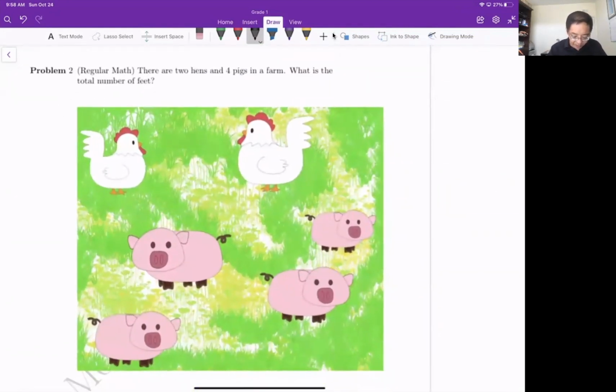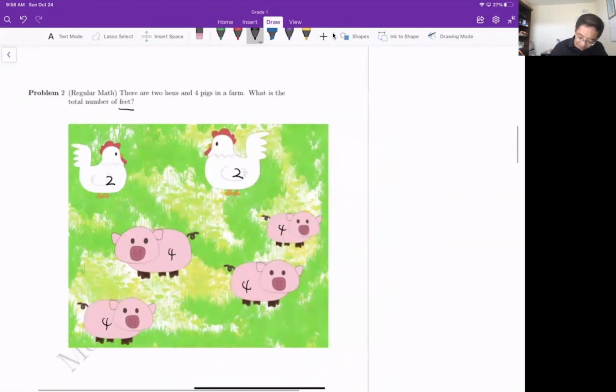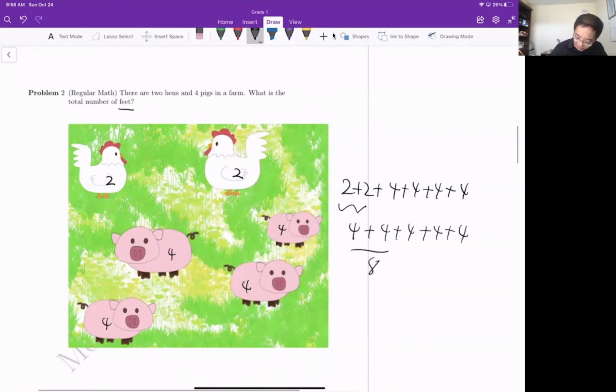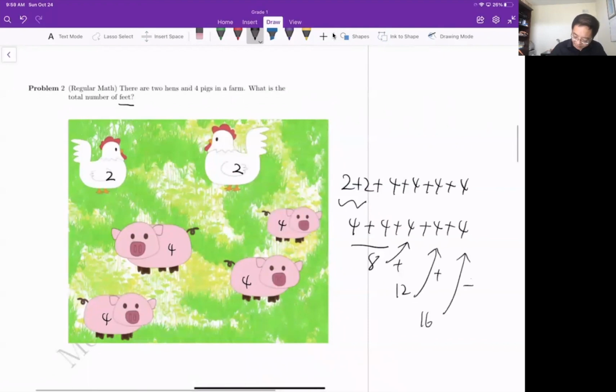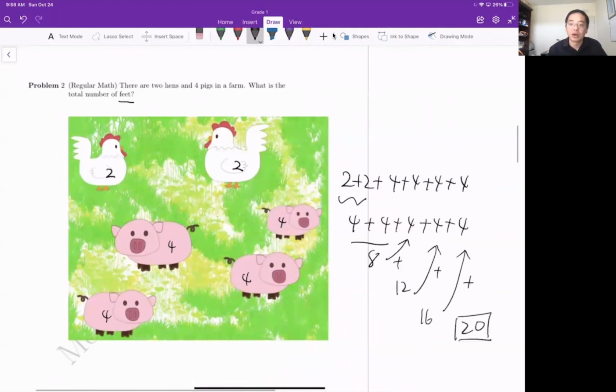Question number 2. Here we have 2 hens, or maybe we should say 2 cocks, and 4 pigs in the farm. What is the total number of feet? Each cock has 2 feet. So this is 2, this is 2. Each pig has 4 feet. So we just sum them up. So it's 2 plus 2 plus 4 plus 4 plus 4 plus 4. So this is 8, and then you plus 4, you get 12. 12 plus another 4, you get 16, and 16 plus another 4 we get 20.